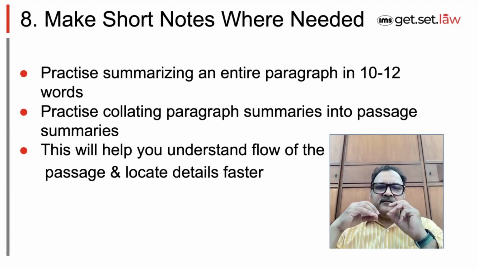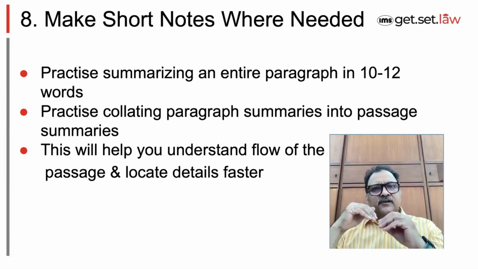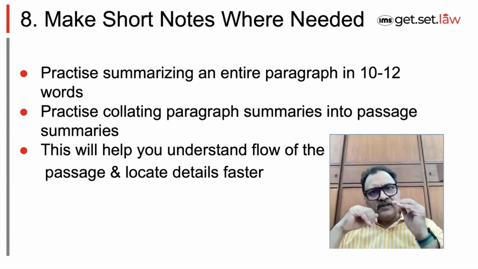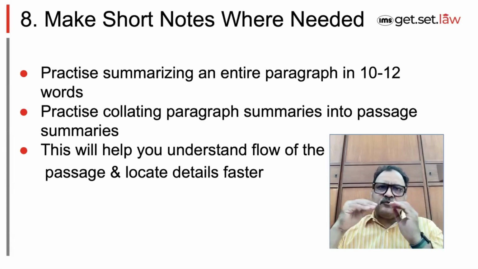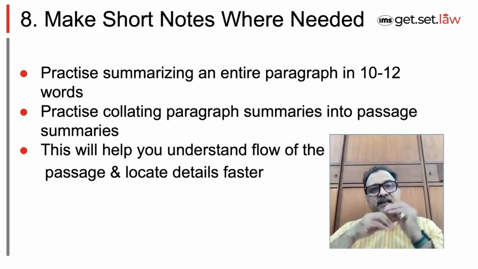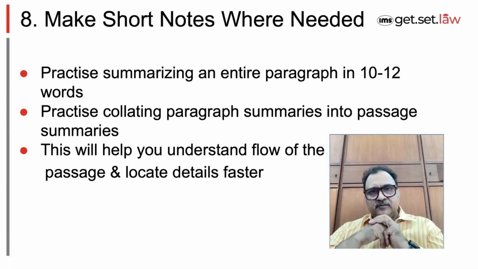So now if you're reading a passage that has, let's say, 4 paragraphs, you have a 10, 12 word summary of each paragraph. That means you end up with 4 summary sentences, and a total of around 40 to 50 words. In those 40 to 50 words, you should have an overview of the passage. You should have a summary of the passage as well. If you're able to develop that skill, it will help you in multiple ways.